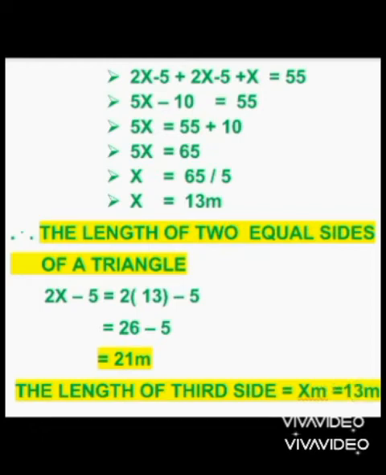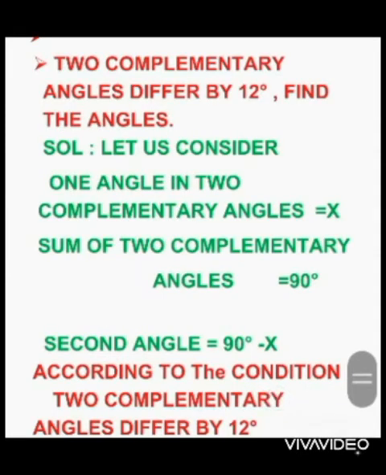So the length of two sides of the triangle will be 21 meters, and the length of the third side of the triangle will be 30 meters. Now let us move to the next sum.